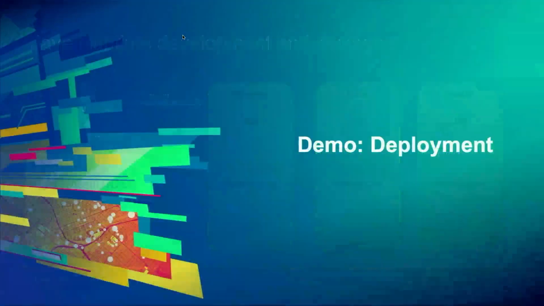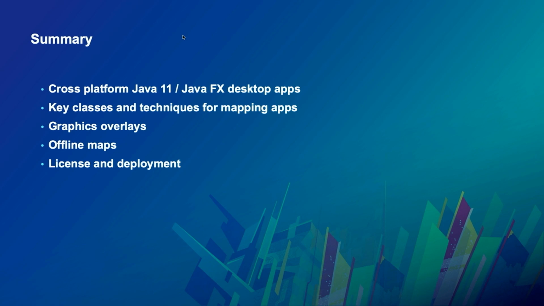Okay, so let's now summarize what we've been talking about in this session. What we've been covering here is how you can go about writing cross-platform Java, JavaFX desktop applications using Java 11. We've introduced you to some of the key classes and the techniques that you'll use for creating your own mapping applications. So we've been looking at maps and map views and the loadable pattern. We've looked at graphics overlays for storing temporary or fast-moving data inside your applications, and how we can optimize the use of the graphics card by using renderers. We've covered very briefly the capabilities of offline maps. If you're more interested in this, then I will repeat that we do have some full sessions on this that cover it in much more detail. And we finished off by talking about licensing and deploying your applications.